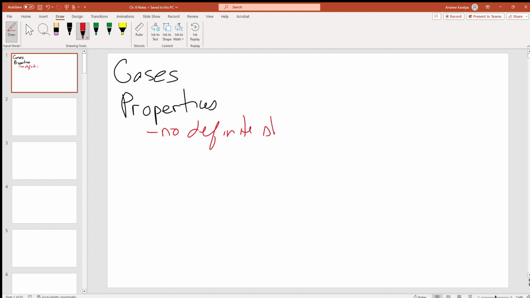Gases have no definite shape or volume. In other words, they take on the shape and the volume of whatever container they're put in. And because of that, unlike other phases of matter, gases are also compressible. If you change the size of the container that the gas is in, you can still have the same amount of gas. You just have to make it smaller. So you do that by compressing it.